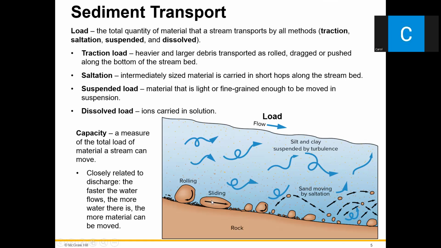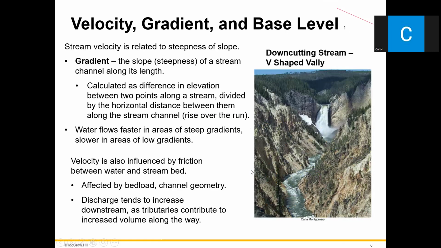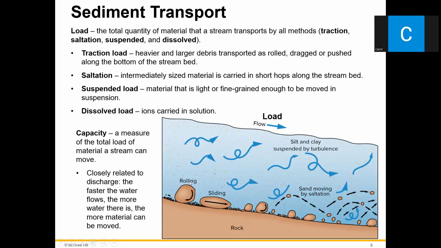Capacity is a term of how much material is being moved. So discharge is water, capacity is the amount of grains and sediment being moved. And there's a positive relationship between the two. The larger the discharge, the more capacity it's going to have, and the faster the water, the heavier material it can move.